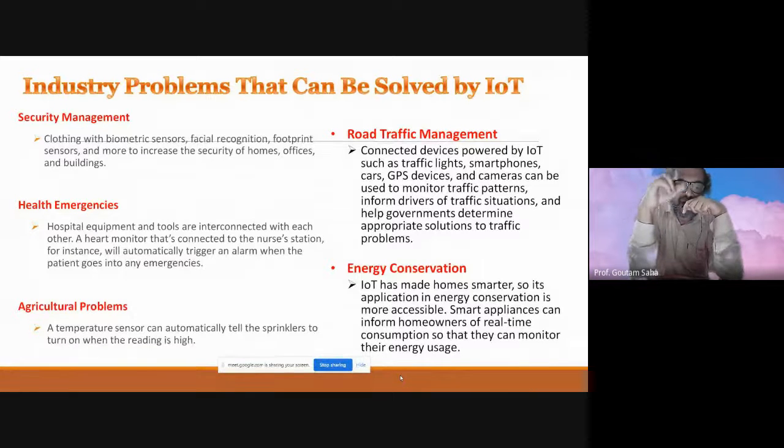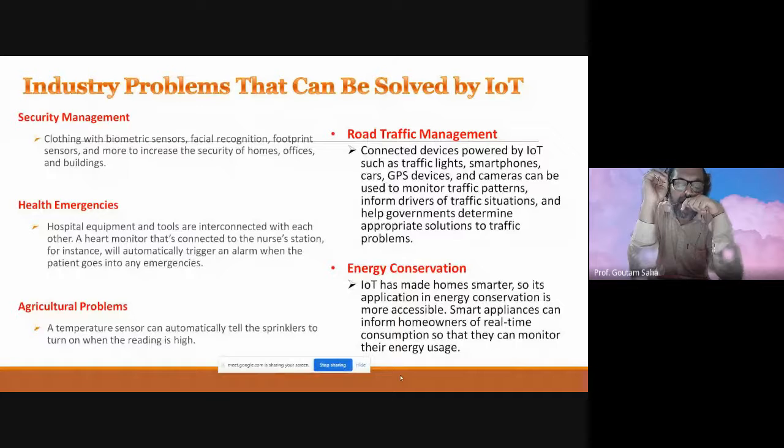Number two, very important for UP, and other places like Bihar: already the groundwater level has gone to a dangerously low level. That can convert those places into deserts, maybe in the near future.